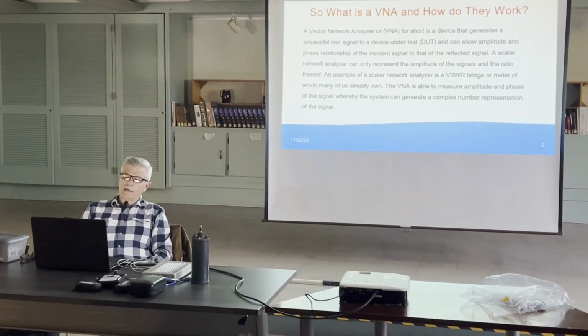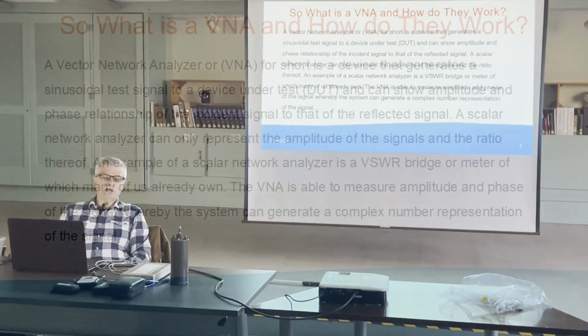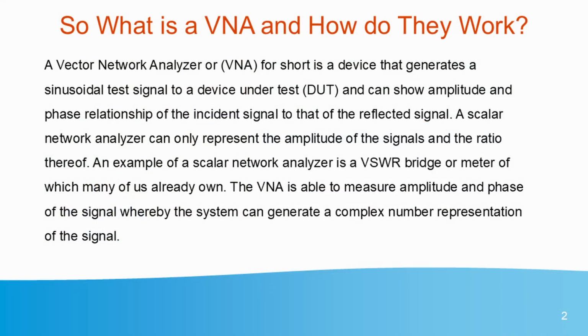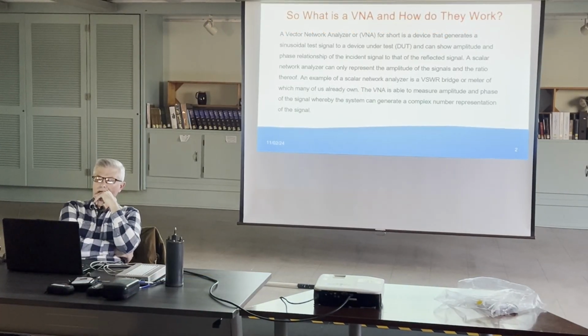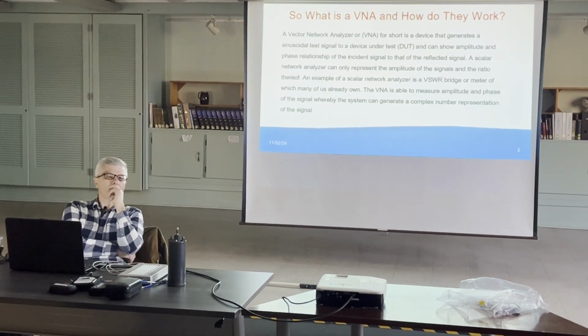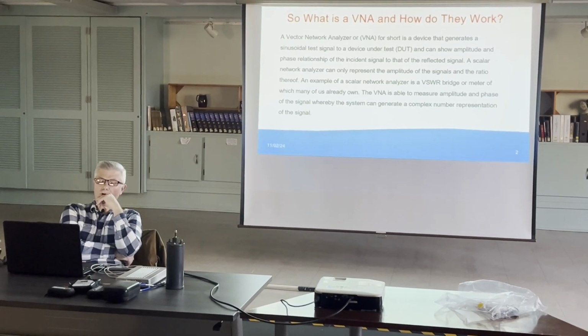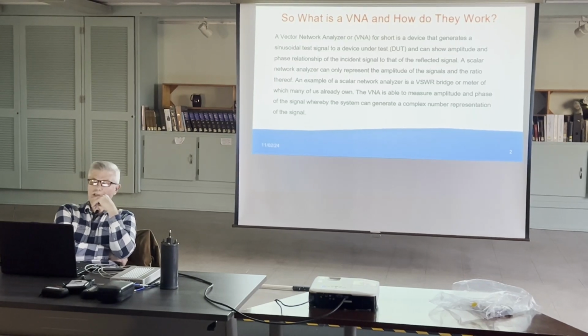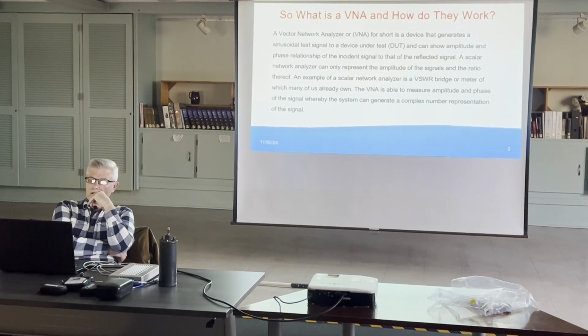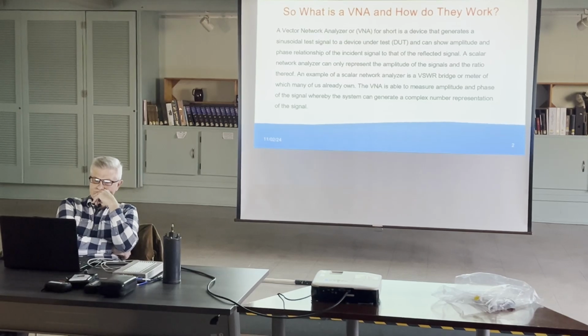So what the analyzer does is it shows both the amplitude and phase relationship of the incident signal to that of the reflected signal, or through a device on a second port. Now, a scalar network analyzer can only represent the amplitude of the signals and a ratio thereof. An example would be a VSWR bridge that measures the ratio of the forward to reflected signal, but it can't tell you anything other than that about the load. It can't tell you what's going on in terms of reactance and that kind of thing. That's why you need phase. So the VNA is able to do both.